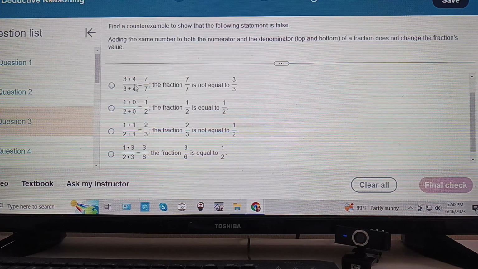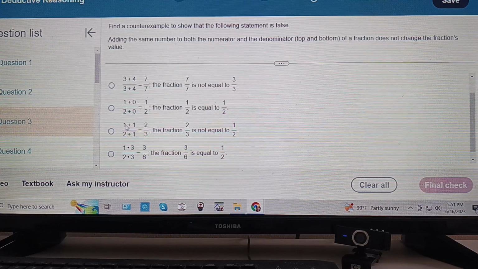In A, they added the same number to the top and bottom, and they got 7 over 7. The fraction 7 over 7 is not equal to 3 over 3. Or they added 0 to both of them. 1/2 is equal to 1/2, and then they added 1 to each one. 2/3 is not equal to 1/2. Okay, so all 3 of A, B, and C are doing what this front part of this is saying, that we added the same number to both the top and bottom. We added 4 to top and bottom here. We added 0. We added 1.